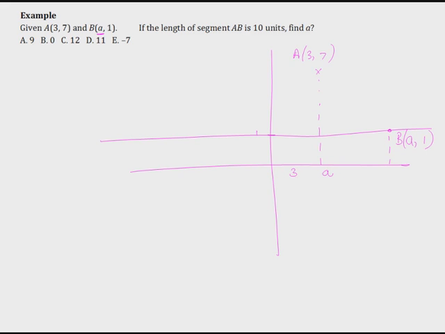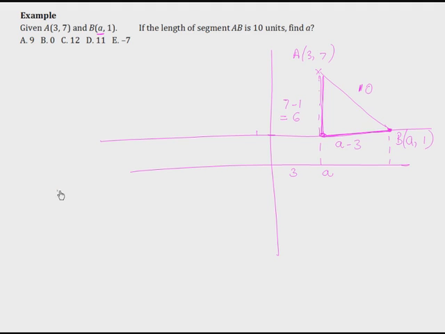This is 3. I've given this length as 10. How was this length found? Well, the vertical height of this triangle was found. That was 7 minus 1 equals 6. And then the horizontal length of the triangle was found. That was A minus 3. The x-coordinate of B is A and the x-coordinate of A is 3. So the horizontal difference was A minus 3.